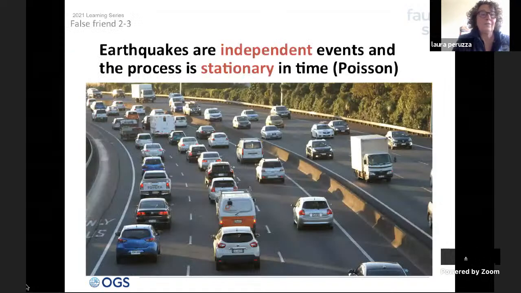The two other false friends are related to another assumption that we accept in seismotectonic probabilism. Earthquakes are independent events and the process is stationary in time. The two key words, in my opinion, may lead to some friction between the different communities. Well, what is better than a motorway with cars for representing a process where we have independent events and something that is stationary in time.